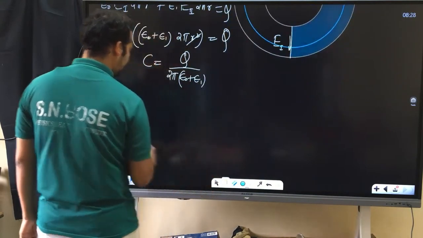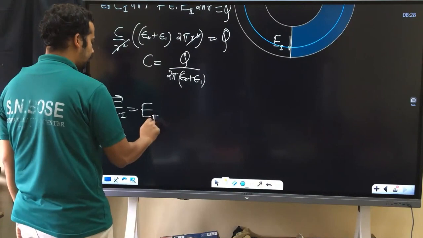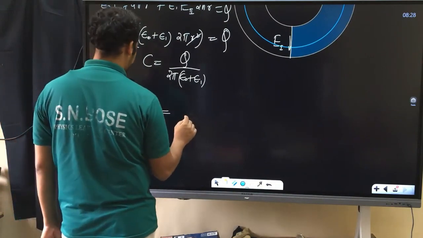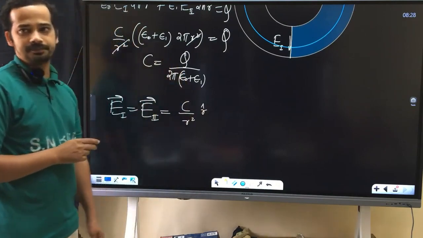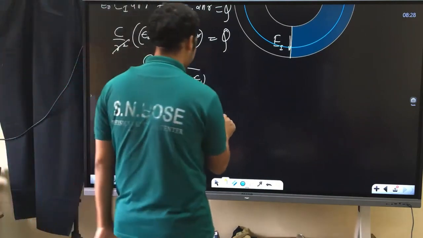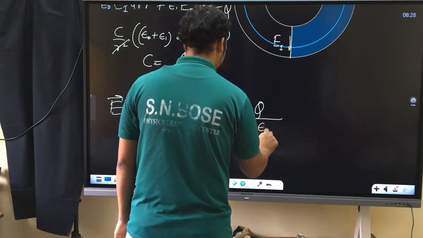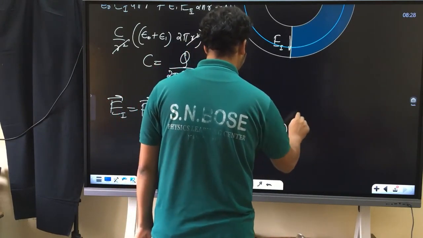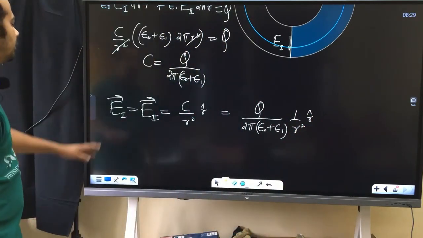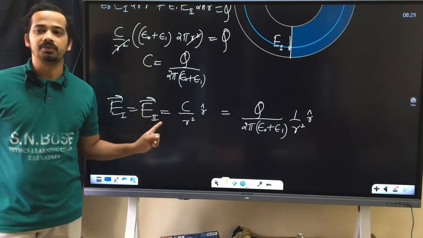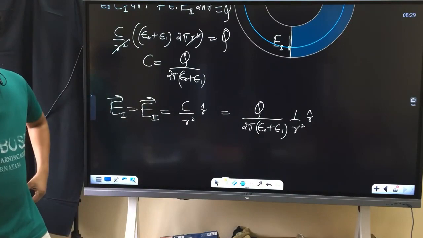What we have argued? Electric field in region 1 is equal to electric field in region 2 is equal to C by r square r cap. Now I found that C. What is that? Q by 2 pi into epsilon naught plus epsilon 1, times 1 by r square r cap. I just wanted to show that these two are equal, and that it is 1 by r square r cap.